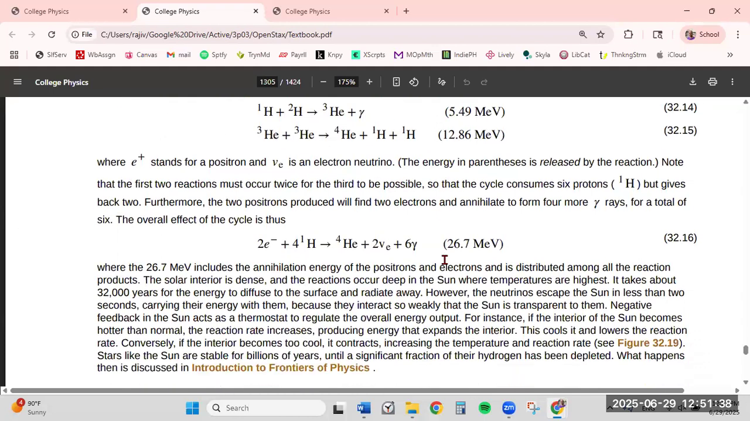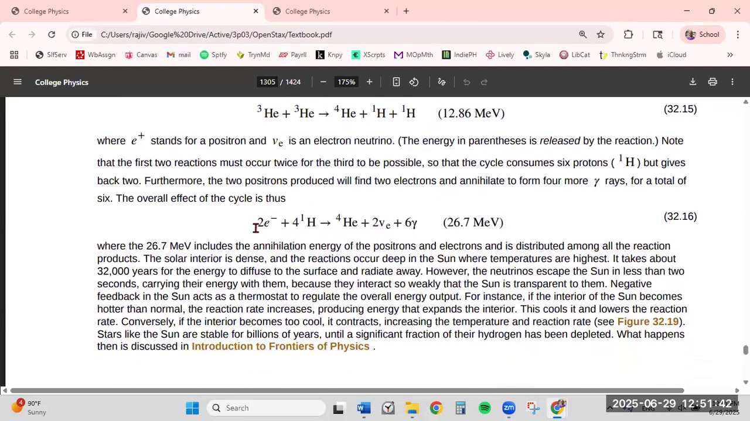And then here is another nuclear reaction. So you have two electrons plus four hydrogen nuclei combining to give you one helium-4, and then 6 gamma photons. So you have a huge amount of energy that's released here, and then neutrinos.